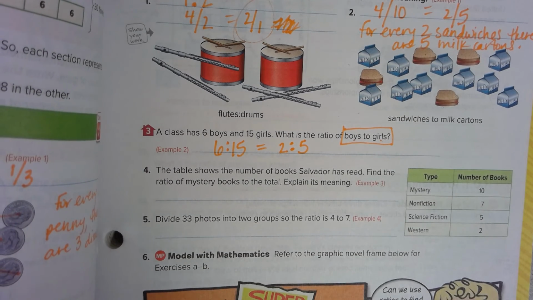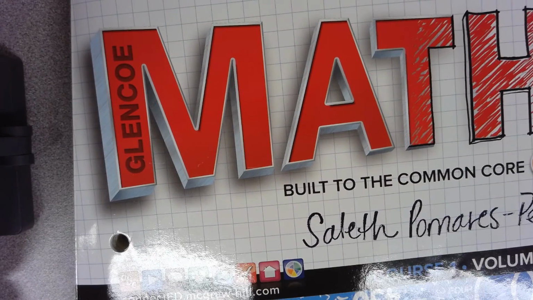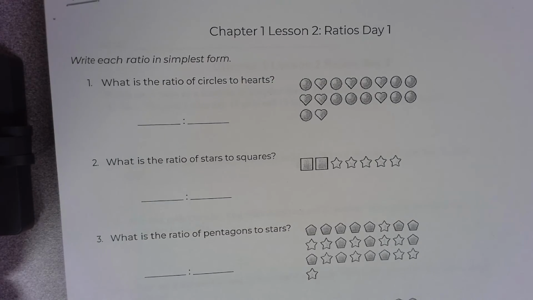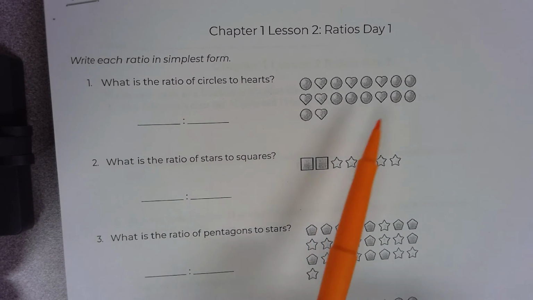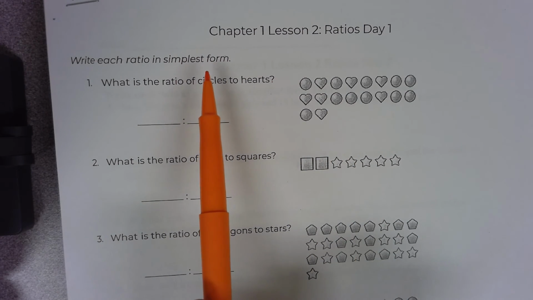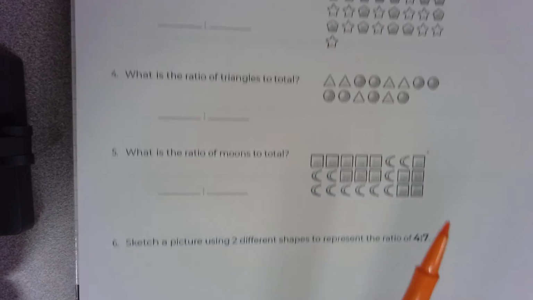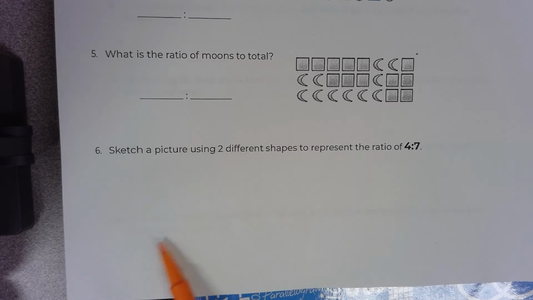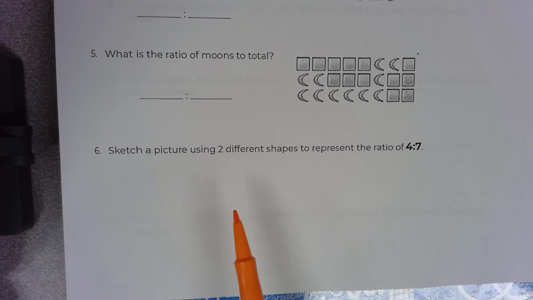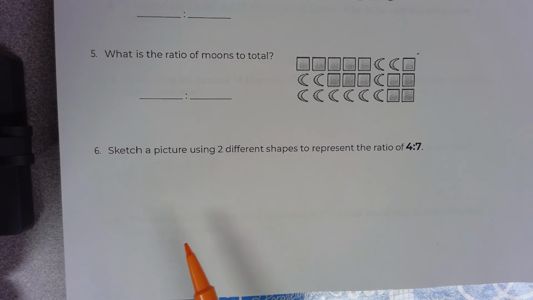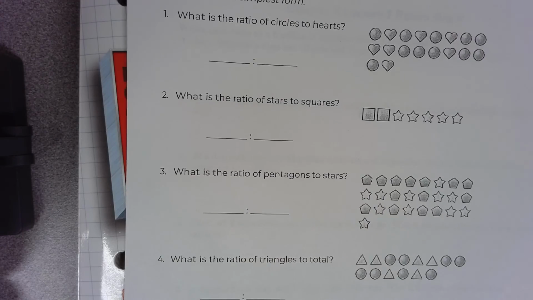You have 1 page in your homework, or in your packet, which is the next page here: Chapter 1, Lesson 2, Ratios, Day 1. You are going to be finding the ratio of each of the pictures down here in simplest form. If you don't have them in simplest form, you will get some points marked off. On number 6, you're going to create your own ratio using 4 to 7. It says 2 different shapes. If you just want to stick to shapes, those are pretty easy to draw, go right ahead. If you want to do something different and draw pictures of an item, go right ahead too. Problems 1 through 6 on this page are your homework. Let me know if you have any questions.